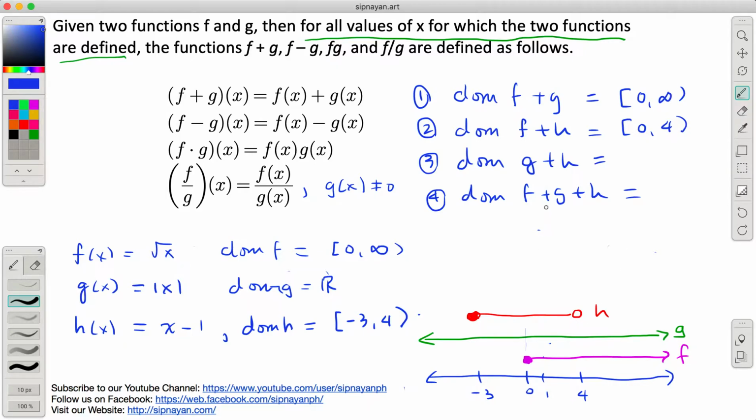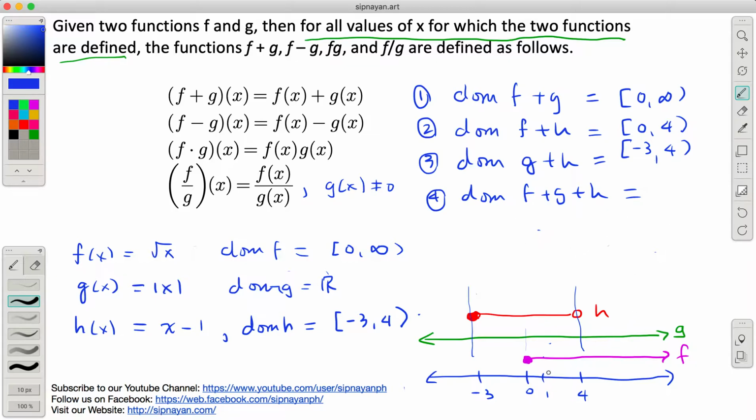No? What about the domain of g plus h? G tsaka h naman. So, g at saka h, saan naman siya pwede? Dito naman, di ba? So, ang g tsaka h, from negative 3, kasama yung negative 3. Pero hindi kasama yung 4. No? So, from negative 3 to 4, not including 4.